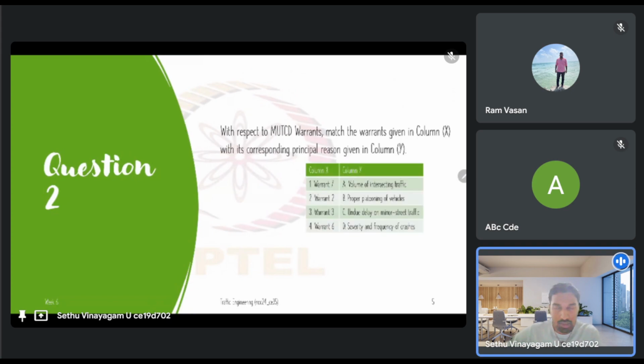Okay, question number 2 is with respect to the MUTCD warrants, match the warrants given in column X with its corresponding principal reason given in column Y. So we have 4 warrants, warrant number 7, 2, 3 and 6, and in column Y we have the conditions on which the warrants are dependent. Condition A is volume of intersecting traffic, proper platooning of vehicles, undue delay on minor street traffic, and severity and the frequency of crashes. Okay, we have some predefined matches given. You have to just pick one of the matches given here.